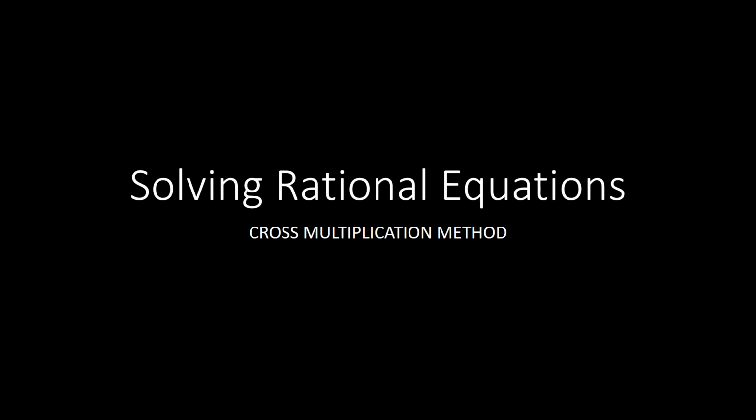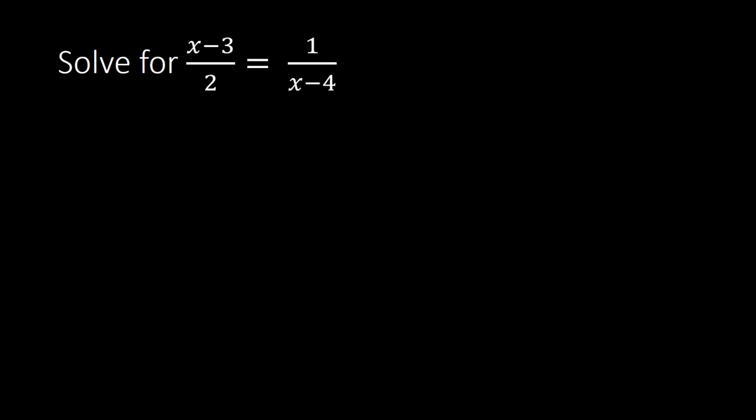This time we're talking about solving rational equations with the cross multiplication method. So let's start with the first example. Solve for x: (x minus 3) over 2 equals 1 over (x minus 4).